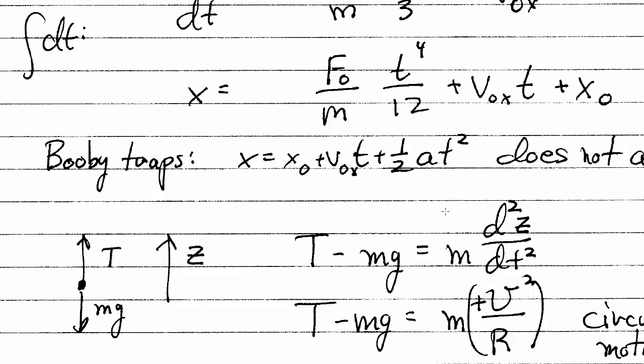Observe also that since the acceleration is a function of time, that's the t to the 4 term, the average acceleration depends on time, and therefore you can't replace the acceleration d squared x/dt squared with some average acceleration and get a correct answer.